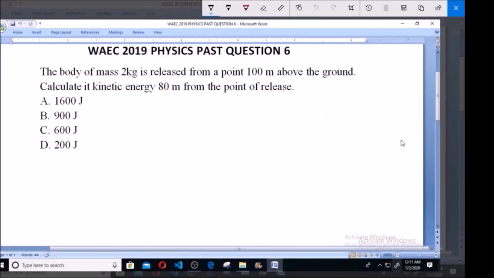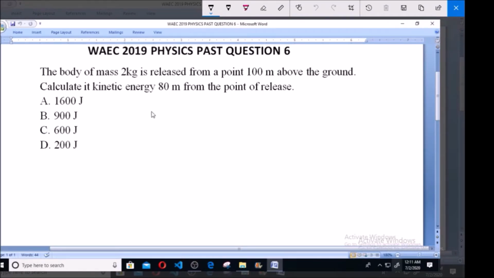Hello and welcome. Let's look at this WAEC 2019 Physics Past question number 6. A body of mass 2 kg is released from a point 100 meters above the ground. Calculate its kinetic energy 80 meters from the point of release. A. 1600 joules. B. 900 joules. C. 600 joules. D. 200 joules.